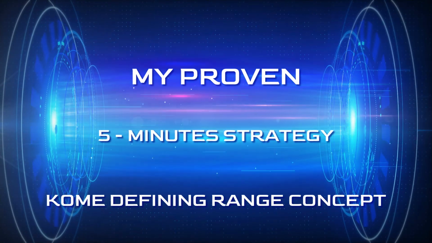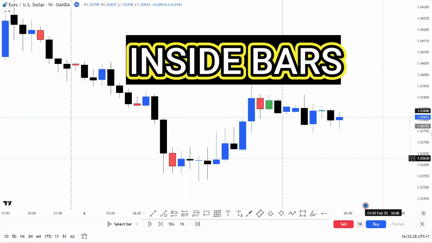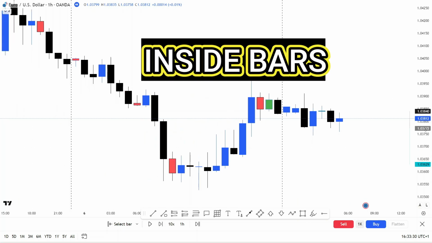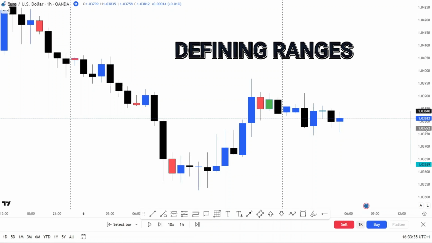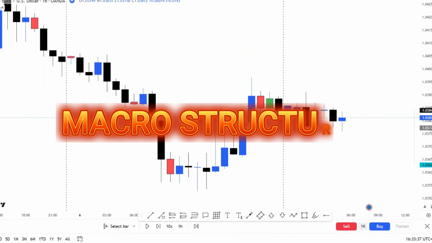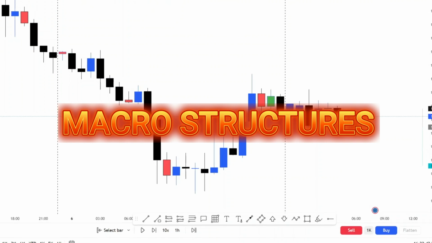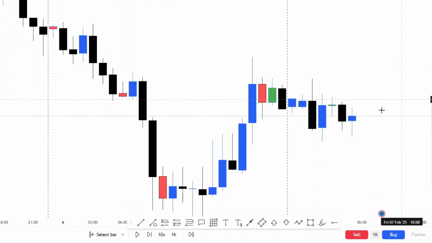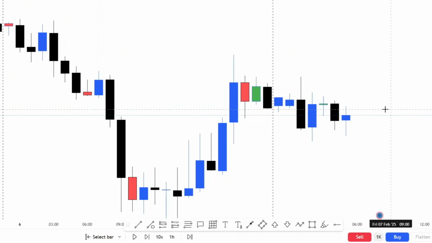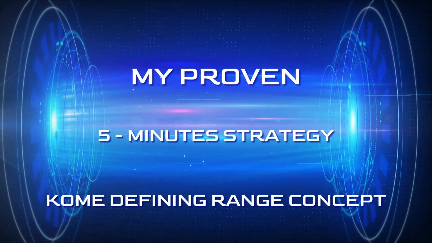Pay attention. The first thing we must do is identify inside bars. Inside bars are our defining ranges. Defining ranges are macro structures which are used to identify the direction of the trend. And this is quite different from the daily ranges. So today I want to show you my simple but proven 5-minute trading strategy.